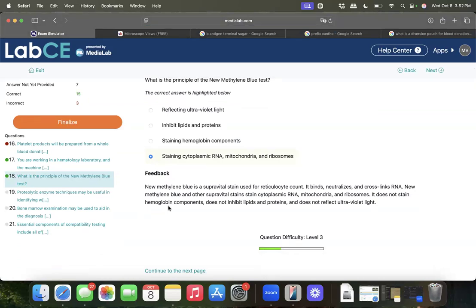New methylene blue. It's a supravital stain used for reticulocyte count. What does supravital mean? Anybody?